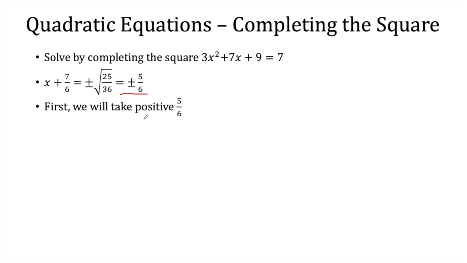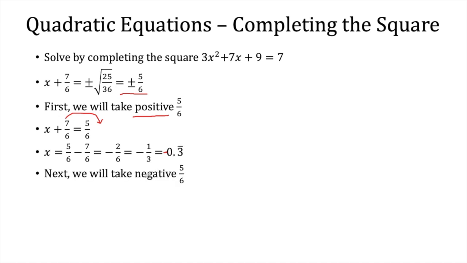And first we will take the positive value, which is 5 by 6, and we will evaluate x. And now we see that 7 by 6 and x are on the same side of the equation, so we must take 7 by 6 to the other side by subtracting 7 by 6 on both sides. And by doing this, we will get x to be negative 2 by 6, which simplifies to negative 1 by 3. And that is negative 0.3 recurring.